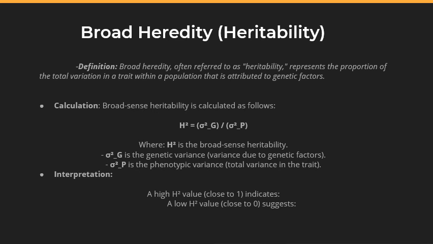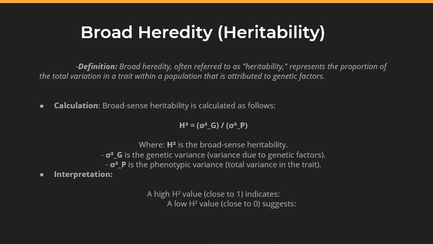So now let's talk about broad sense heritability, often denoted as H squared. This is a measure used in quantitative genetics to assess the proportion of the total phenotypic variance in a trait within a population that can be attributed to genetic variation, specifically including both additive gene effects and non-additive gene effects. It provides insight into the overall genetic influence on a trait's variability.